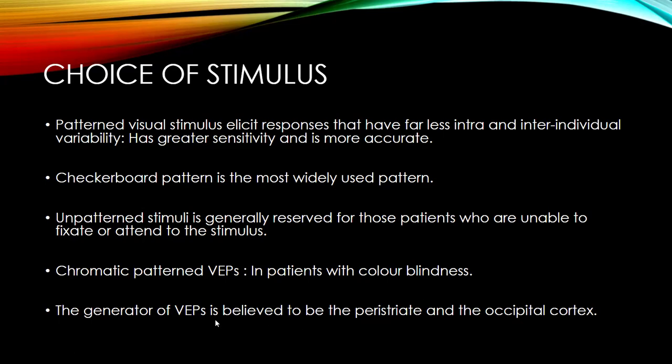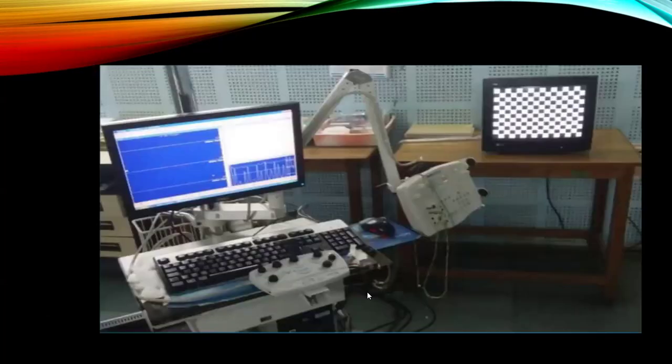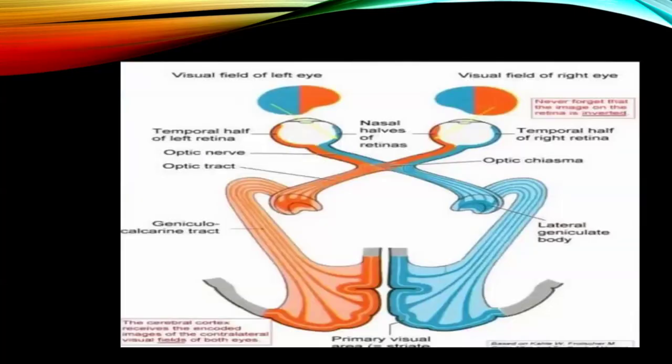And the generator of VEPs, where exactly do these waves get generated? Those are believed to be the peristriate and the occipital cortex. This is the machine that we use for the VEP. This is how the screen looks. On the screen, we have a central dot. There might be a red or a yellow dot on which the patient fixates his vision. And based on the pattern responses, we obtain a visual evoked potential.